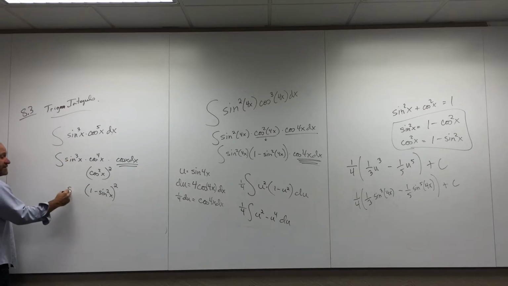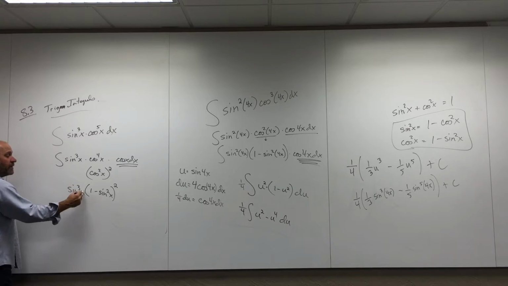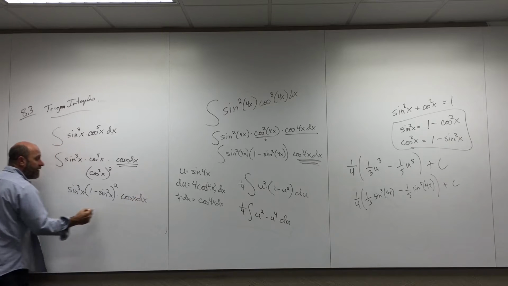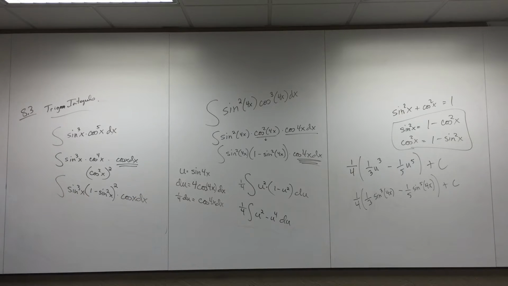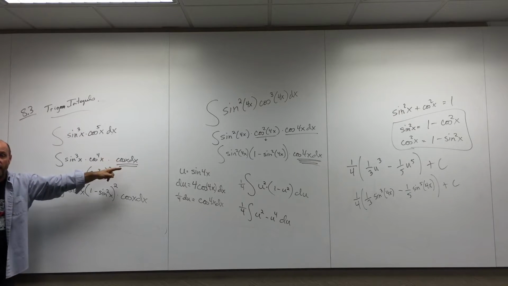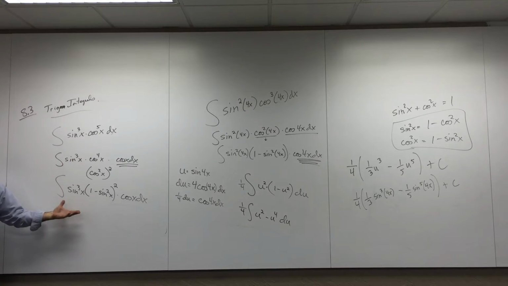What is this out front? This is sine cubed. What is out on the end? A cosine function. So what have we done? We did what we wanted. We took this thing and manipulated it. We put a cosine function on the end and we turned what's left into sine functions. Did you follow it?